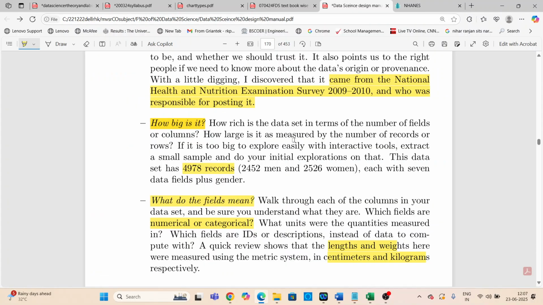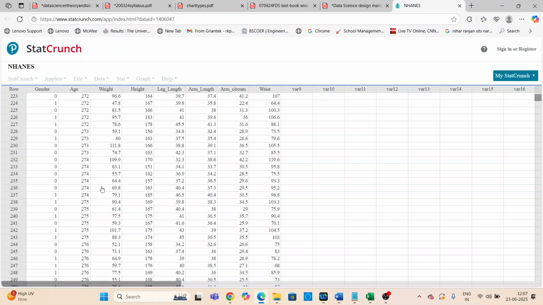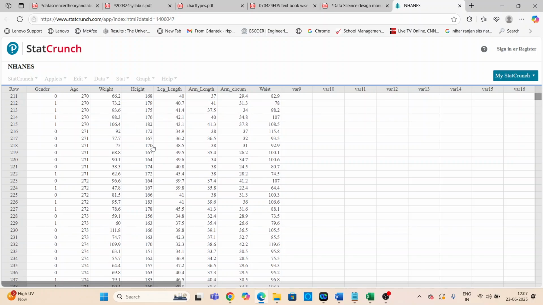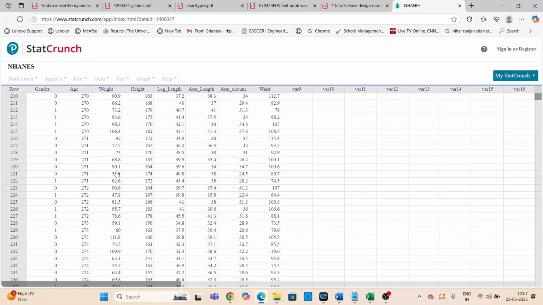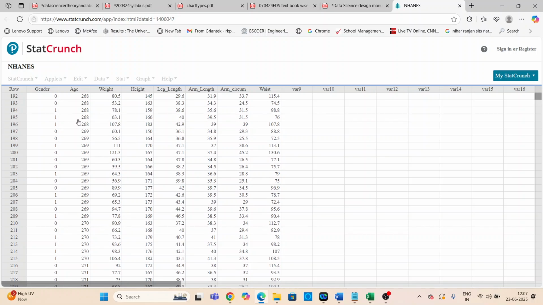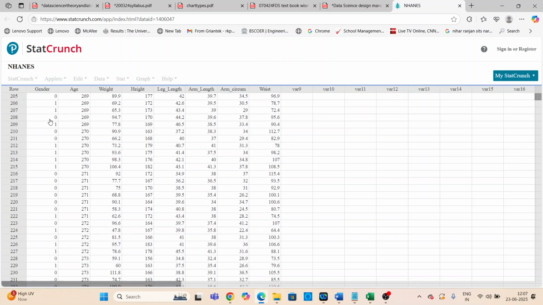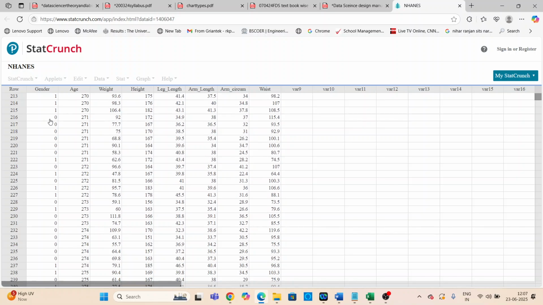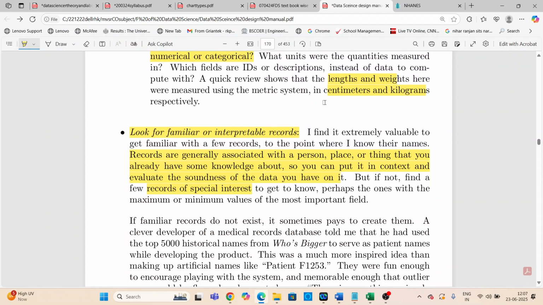Now, the third question is, what do these fields mean? For example, whether they are numerical, whether they are categorical, whether they are in centimeters, whether they are in kilograms, all that you need to understand. Say for example, if I look at the height, I know that this height is in centimeters. If I look at the weight, I know that this weight is in kilograms. If I look at this age, I know that this age is in number of months, like that. If I look at gender, I know that there are only two values, 0 or 1, indicating man or woman. Okay. So that's how I need to understand the fields also.